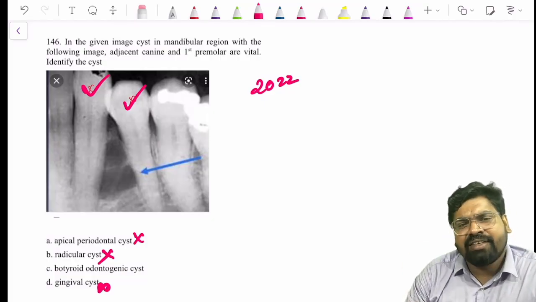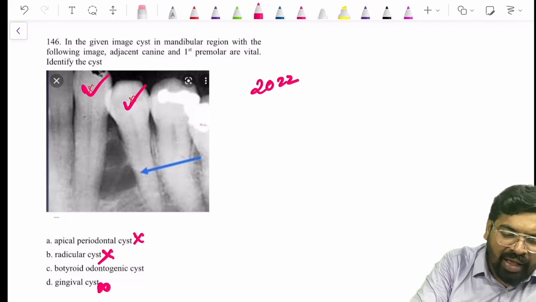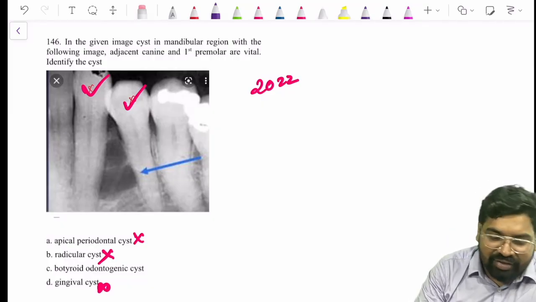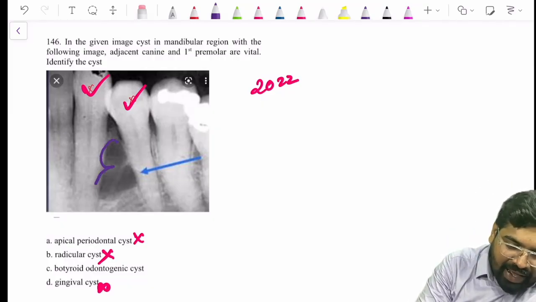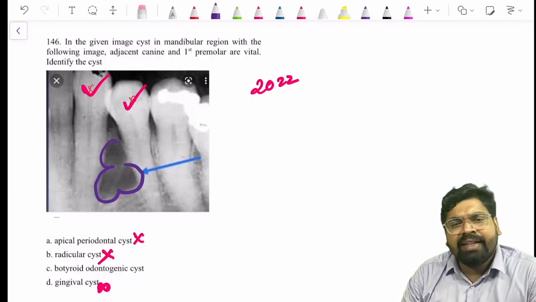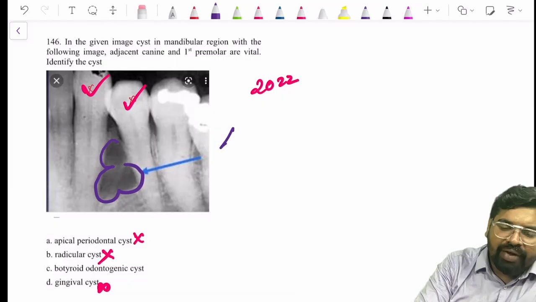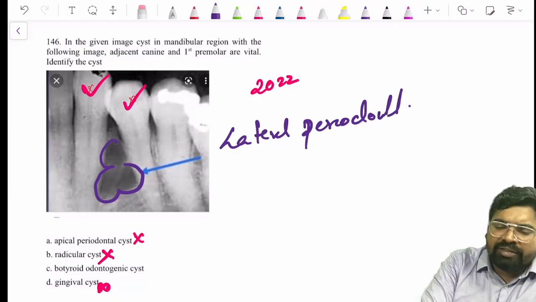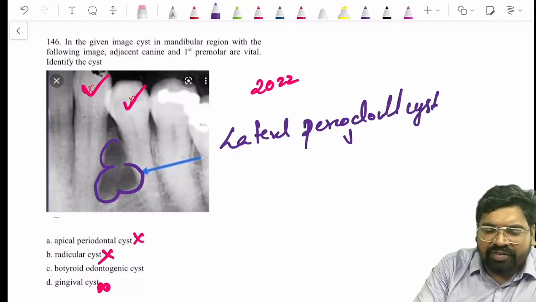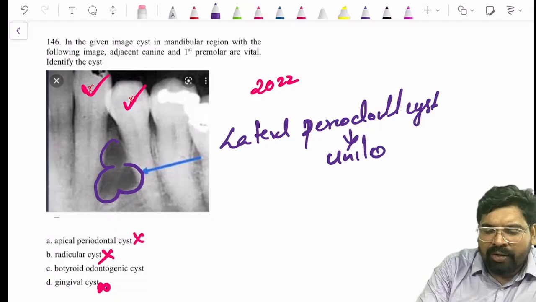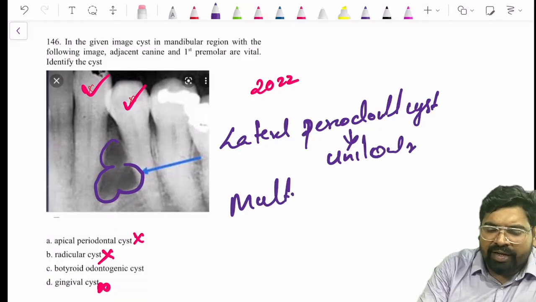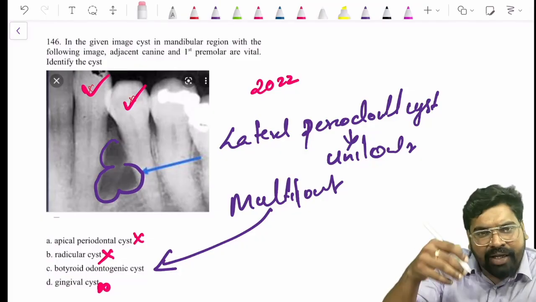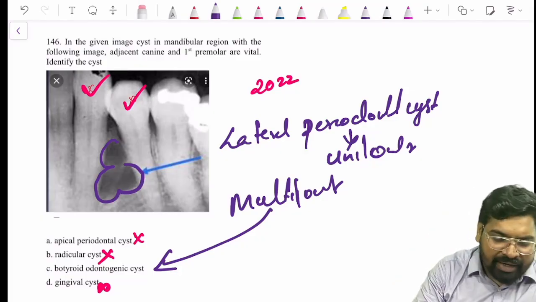And even before that, I can come to the answer of botryoid, because botryoid is a multilocular variant of lateral periodontal cyst. I can see multilocularity in this, and that location is very famous for your lateral periodontal cyst. Lateral periodontal cyst is unilocular. When it comes to multilocular, it is called a botryoid odontogenic cyst. I hope you can appreciate that multilocularity; the answer is botryoid.